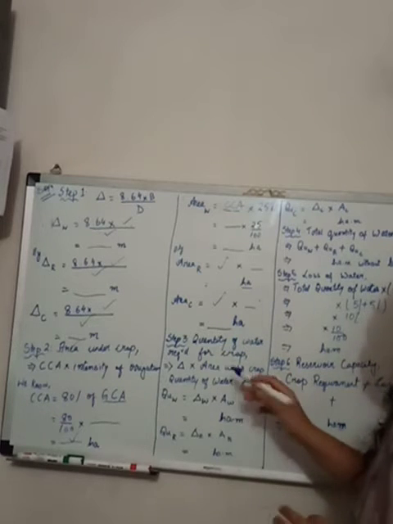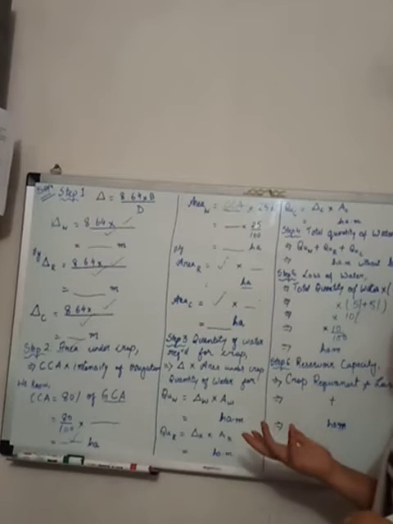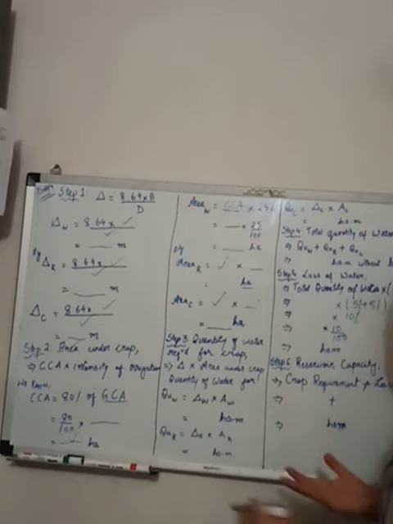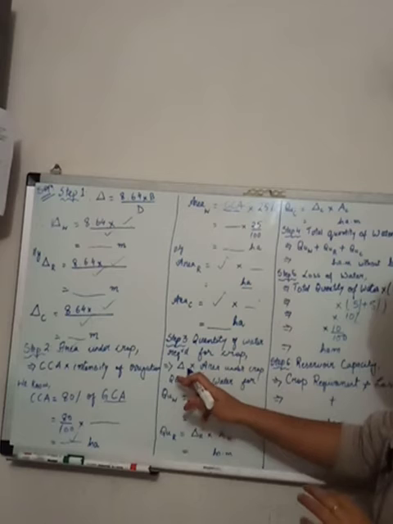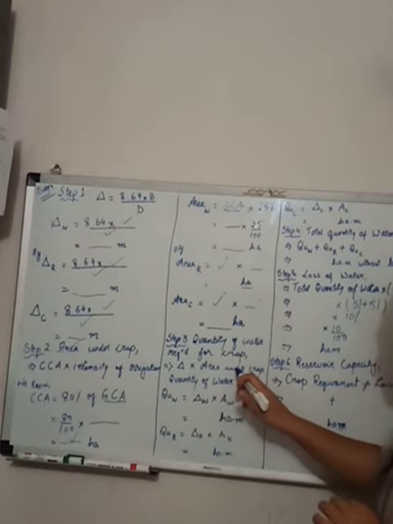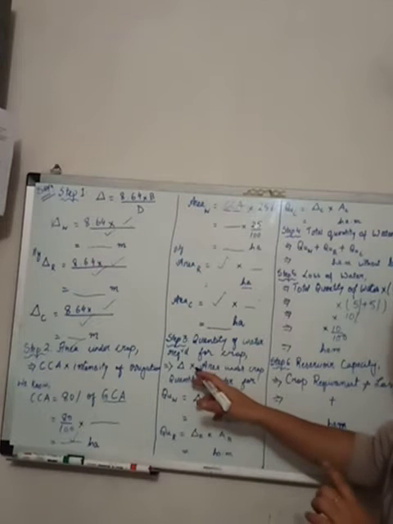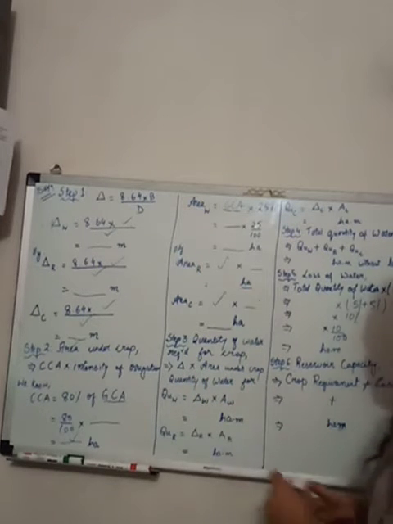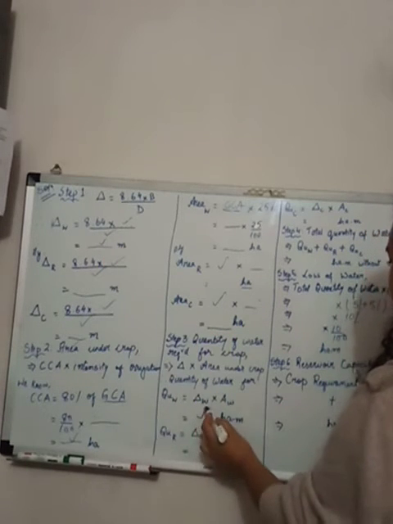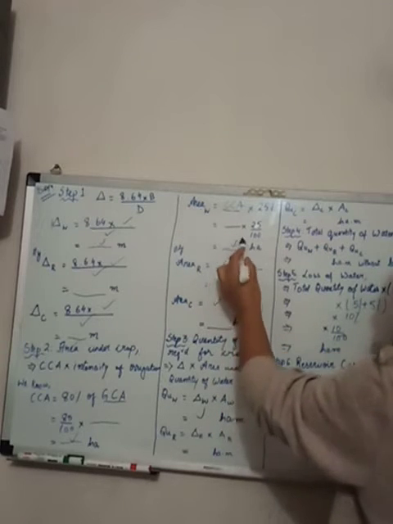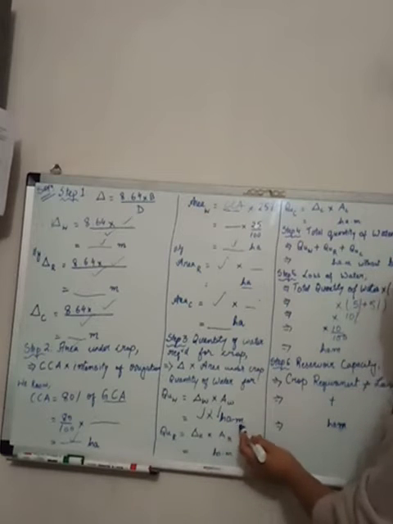Now step 3, we have to find the quantity of water required for the crops, that is, how much water is required under each crop. So we have to find the quantity of water for wheat, rice and cotton. What is the formula? It is delta into the area under each crop. Delta is the depth of water. So delta W, which you have found from here, put it here, into AW, and multiply and you will get the value in hectare meter.